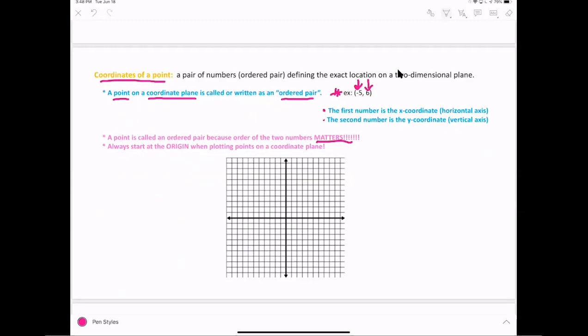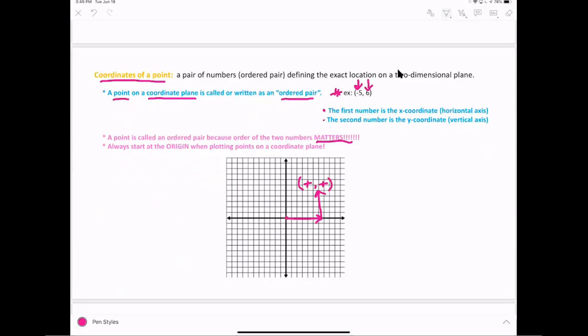Let me rephrase that. We have to find the x value before we find the y value. And we're always going to start at the origin when we're plotting points. So when we start at the origin, our x values going to the right are always going to be positive, and our y values when we go up are also positive. So when we think about a point in the first quadrant, both of those numbers are going to be positive.